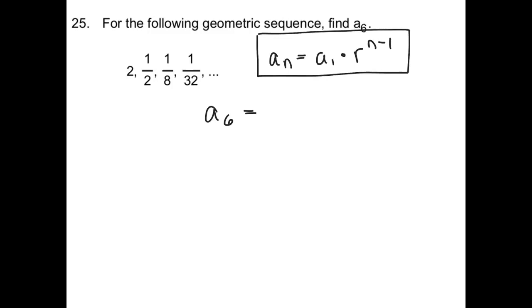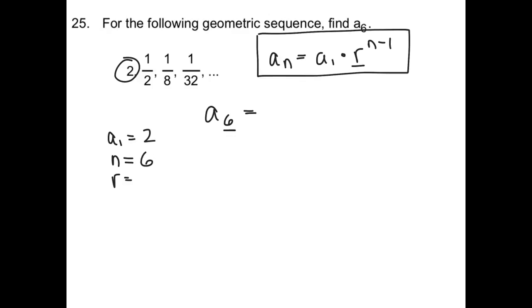Now I need to figure out my a1, which is the first term in the sequence, my r, which is the ratio or the number that I'm multiplying to the previous number to get the next number, and n is the position of the number I'm trying to find. So a1 is 2, n is 6, that's the position I'm trying to find, and then I need to find r, which is the common ratio.